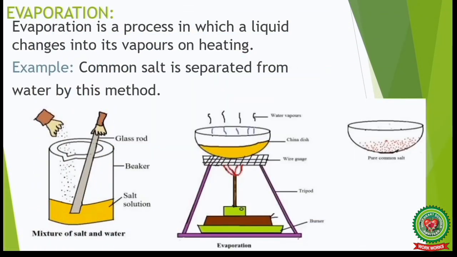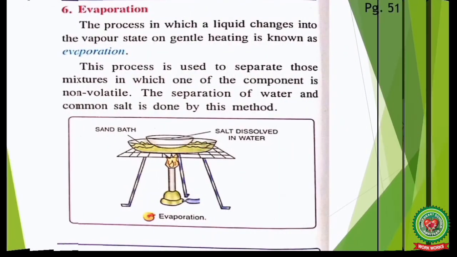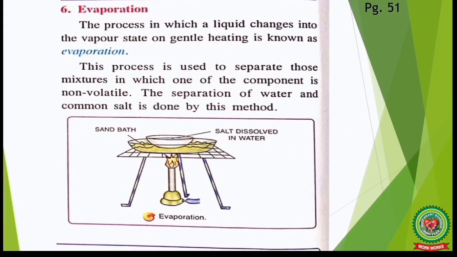Let's read the topic for better understanding. Come to page number 51 in your books. Evaporation. The process in which a liquid changes into the vapor state on gentle heating is known as evaporation. This process is used to separate those mixtures in which one of the components is non-volatile. Non-volatile means that it cannot be changed into vapors. The separation of water and common salt is done by this method.